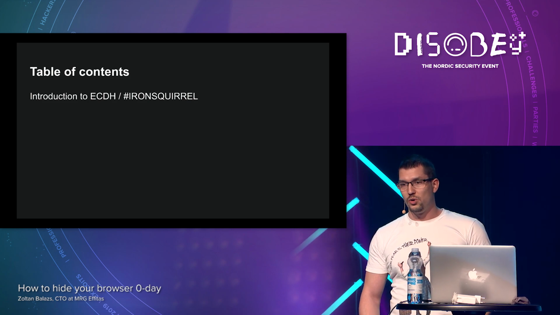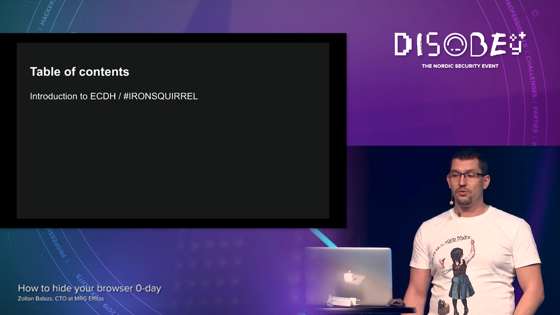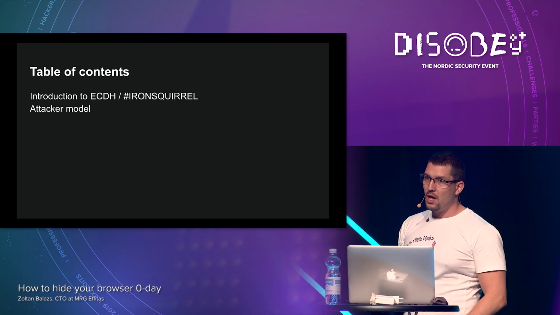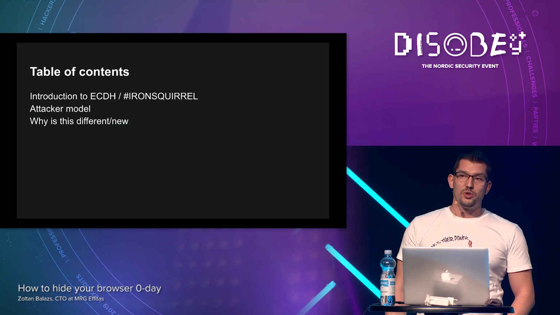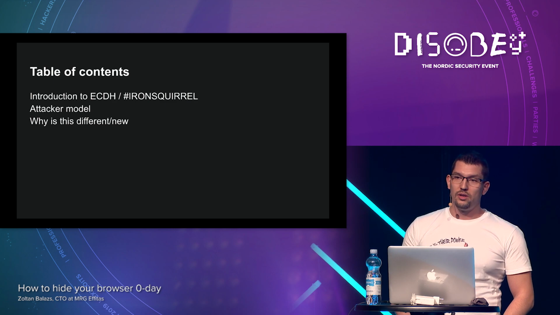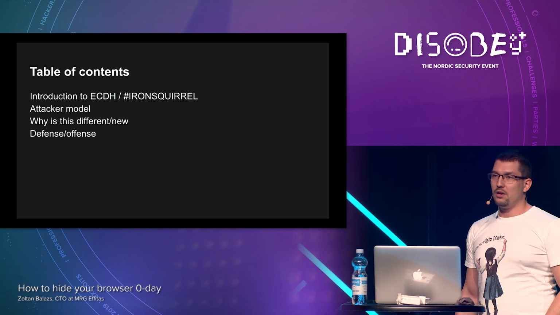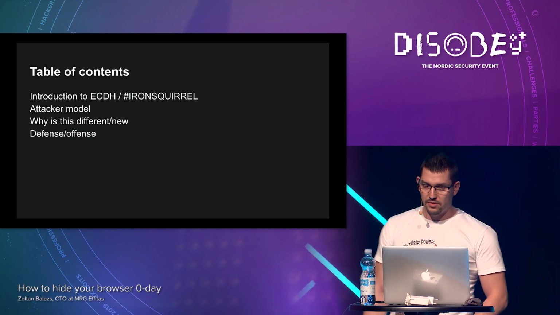So what I'm going to talk about today. First, I will give you a little bit of introduction of elliptic curve Diffie-Hellman and my encrypted exploit delivery project. I will talk about my attacker model. I will talk about why this is different or why this is new. And I will play a little bit of cat and mouse game with offense and defense.